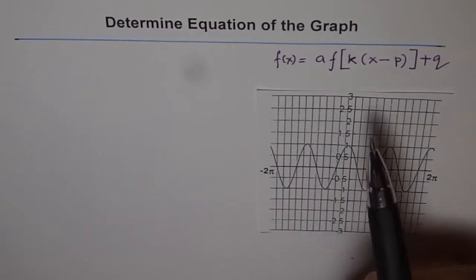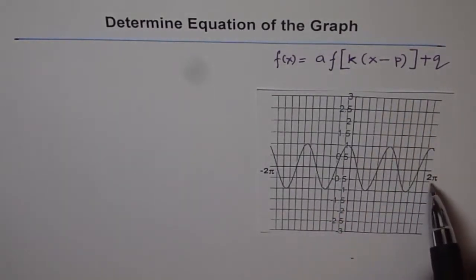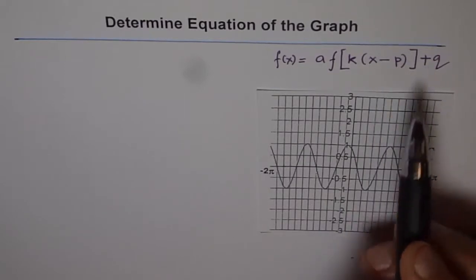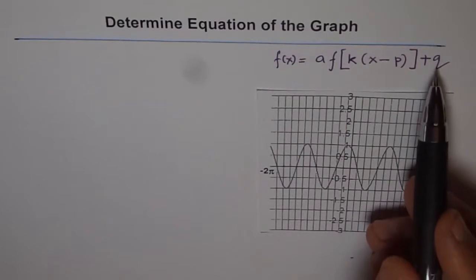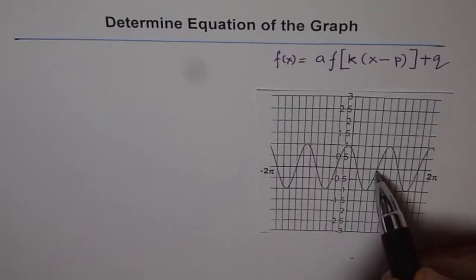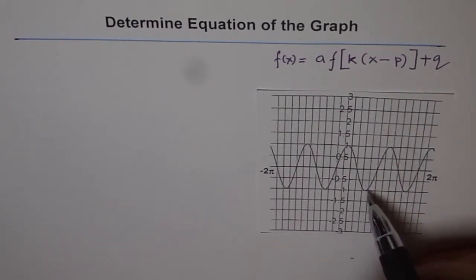Where a is the amplitude, k is the number of waves in a 2 pi period, p is the phase shift, the initial point, how much it has shifted left or right, and q is the vertical shift of the axis, up or down. Correct? Now, how do we really find all these values?